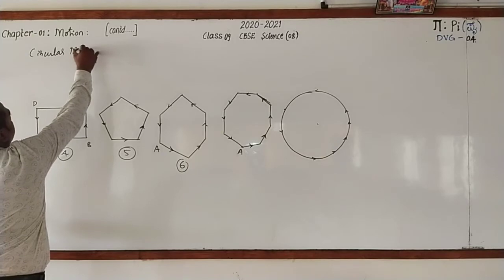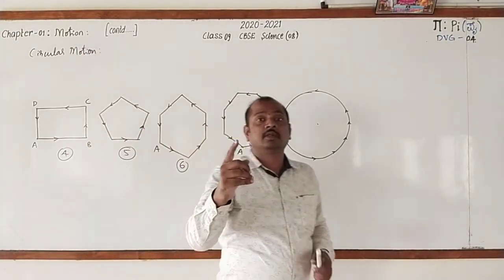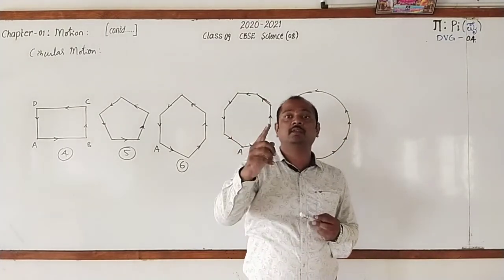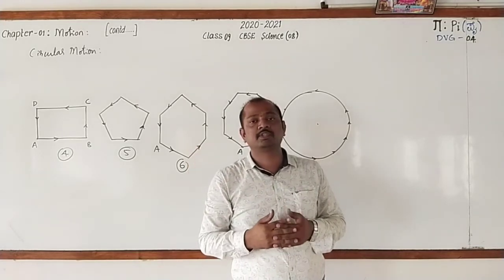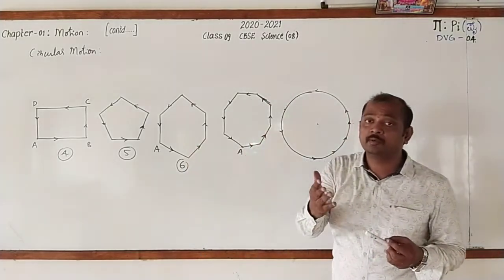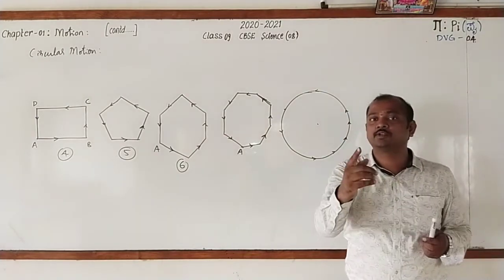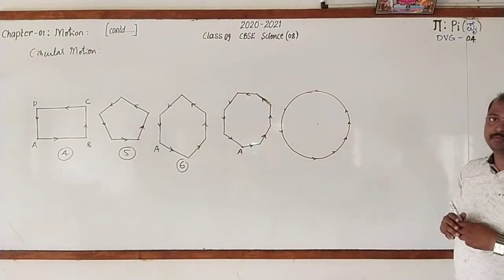If you want some examples of circular motion: the moon is revolving around the earth, and many other satellites, the artificial satellites, are moving around the earth. Then Mercury is moving around the sun in a circular orbit, right? So these are some of the examples.